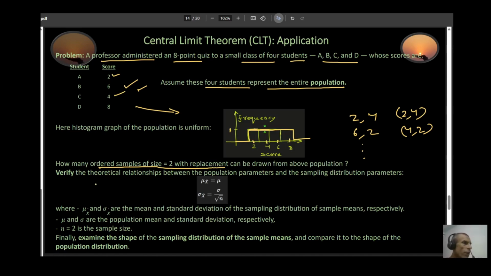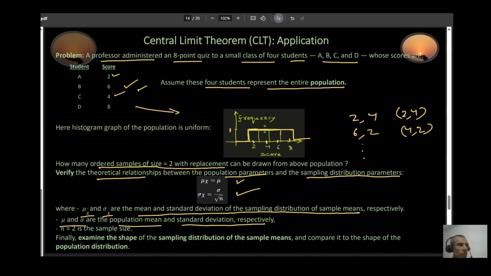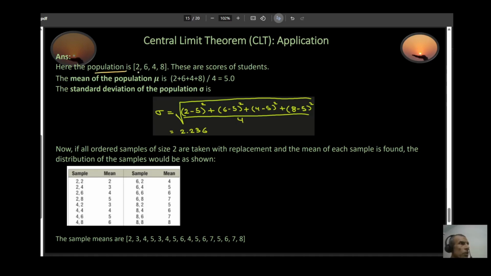Also, verify the theoretical relationship between the population parameters and the sampling distribution parameters. We saw this relationship, so you have to verify it now. Here, mu x and sigma x are the mean and the standard deviation of the sampling distribution of your sample means, respectively. Mu and sigma are the population mean and standard deviation, and n is the sample size. Also, examine the shape of the sampling distribution of the sample means and compare it to the shape of the population distribution. The population here is 2, 4, 6, 8.